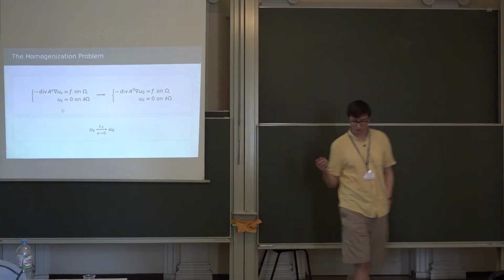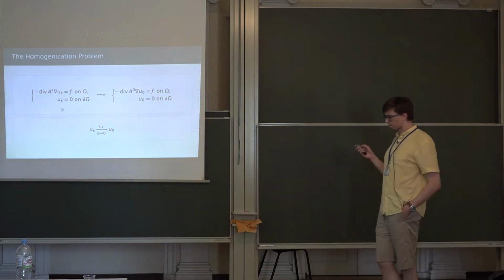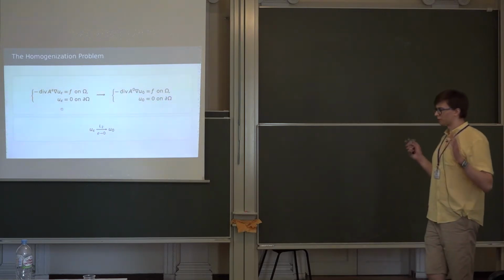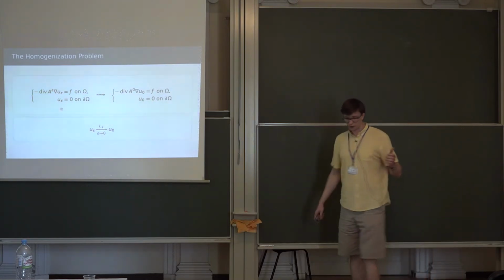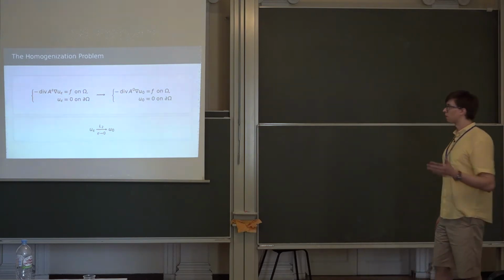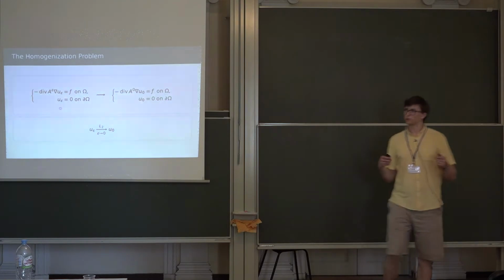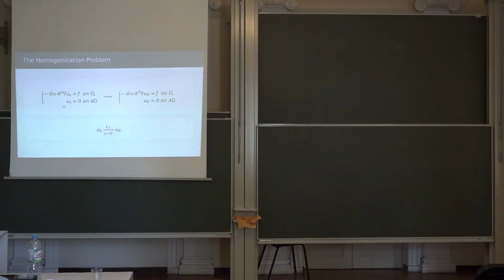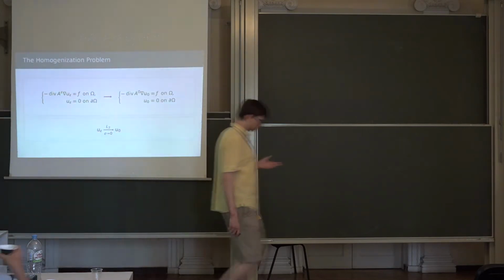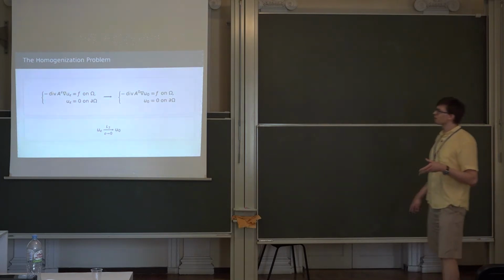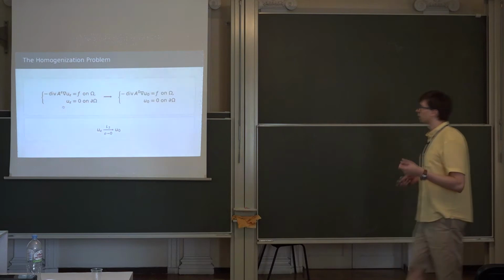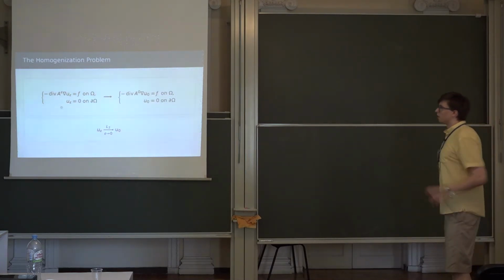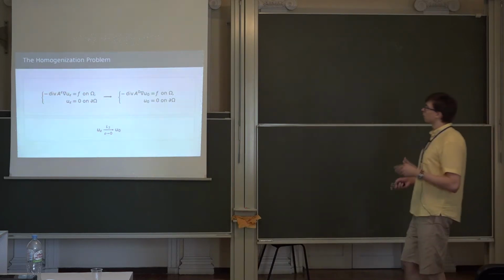we have a family of problems, and usually in applications, these problems describe some physical processes in a highly heterogeneous medium, and the smaller epsilon, the more heterogeneous the underlying medium is. So we're trying to approximate some process in a highly heterogeneous medium, which is a more difficult process than in a homogeneous medium. We're trying to approximate it by some more simple process.